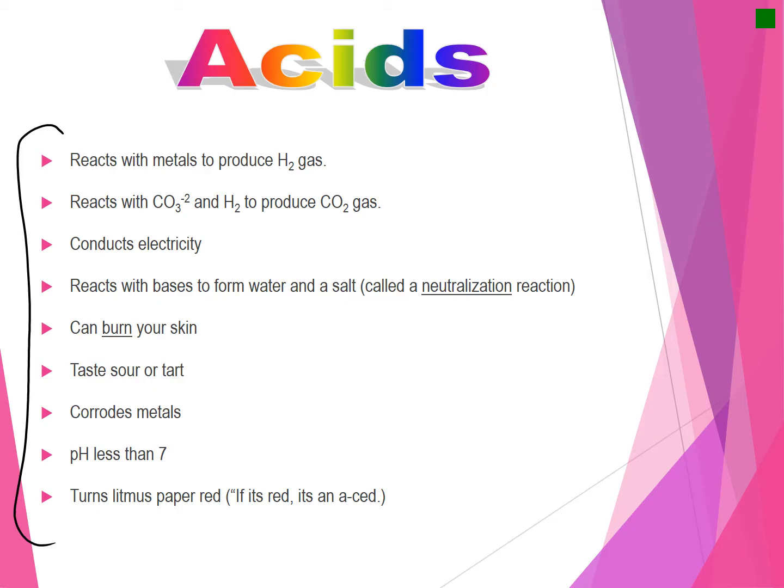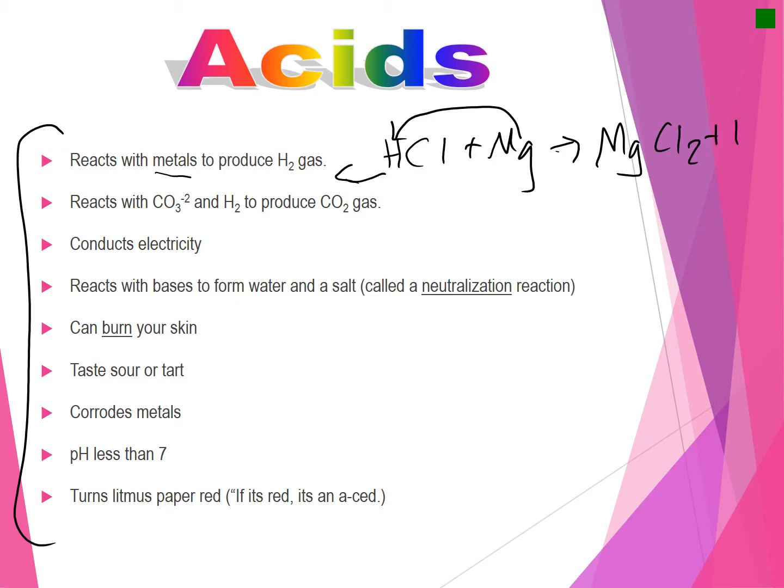So the first one is that acids react with metals to produce hydrogen gas. Why does that work that way? Well, if I have HCl and I'm reacting with magnesium, what is going to happen is that magnesium is going to kick out that hydrogen and it's going to make magnesium chloride, but the other product is going to be H2, which is that hydrogen gas. So whenever you react an acid with a metal, it will produce that hydrogen gas. Same thing is that when you react with a carbonate, it will always produce CO2 as a gas.